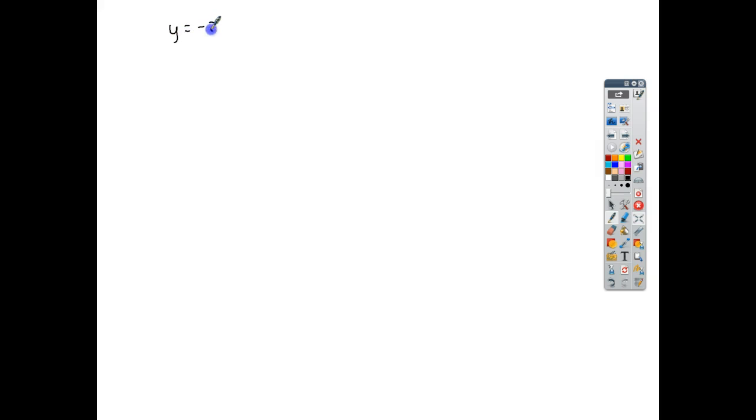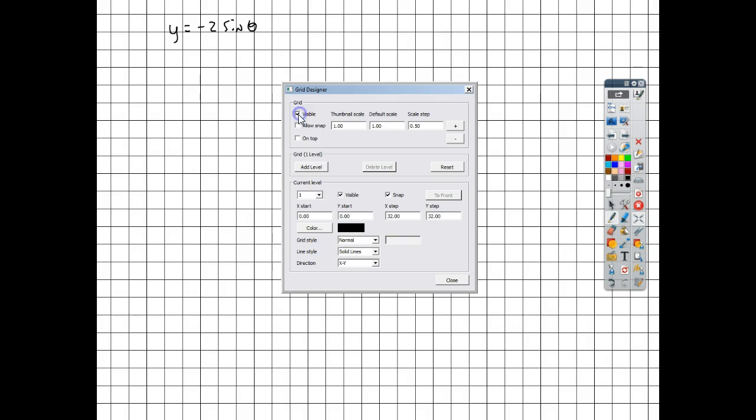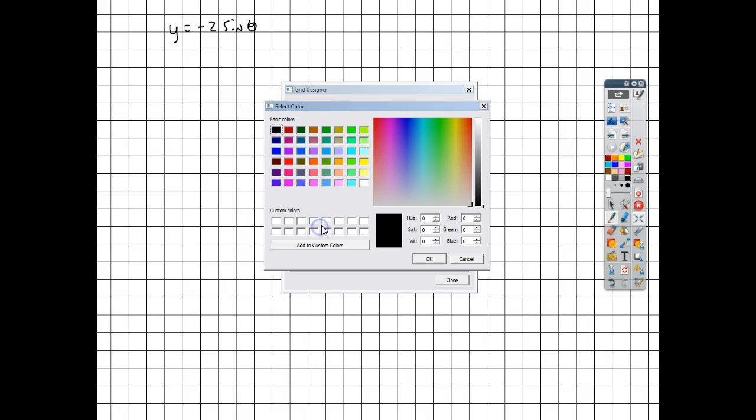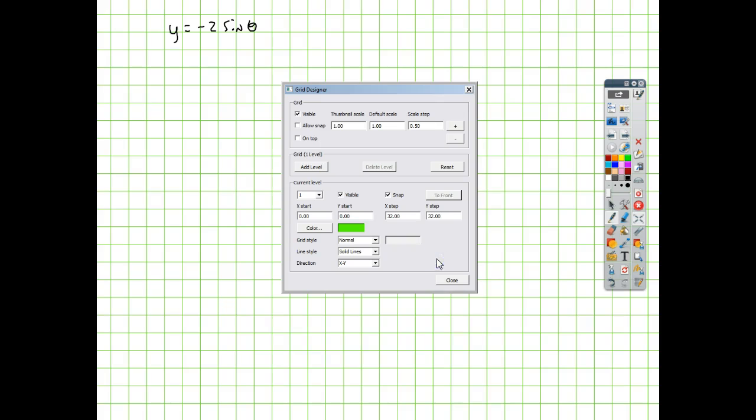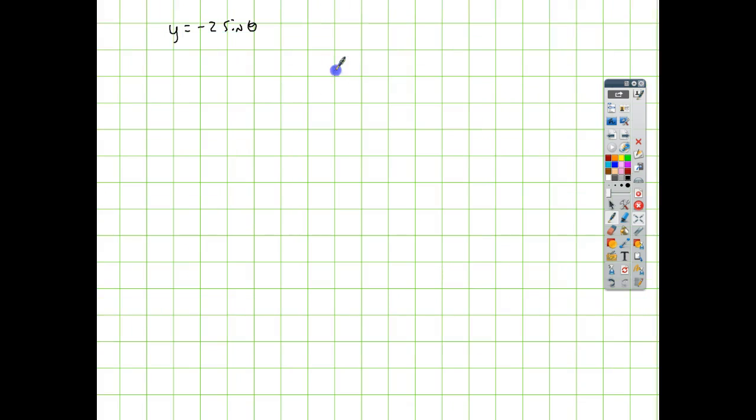Y equals -2 sine theta. Agreed? Okay. So if y equals -2 sine theta, I'm going to get ready. I should probably get some graph paper. Visible. Make it bigger. Color. Green. Beautiful. Here we go. And they go from -2 pi to +2 pi. So I'll try to follow what they do.